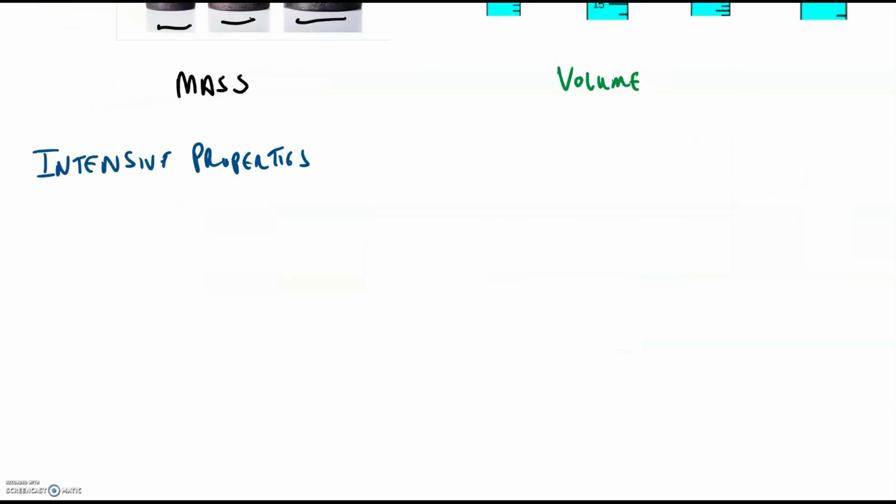We'll contrast extensive properties with what we're going to call intensive properties. And these are specific to a substance. They don't depend on how much you have. They are constant. They stay the same no matter how much of a substance you have. Let's take some examples here.